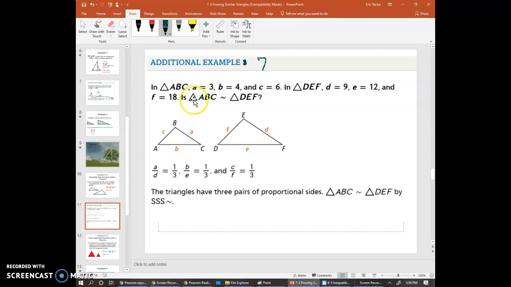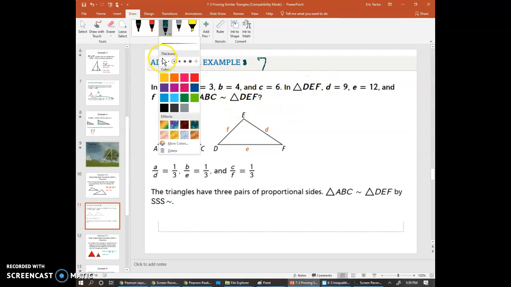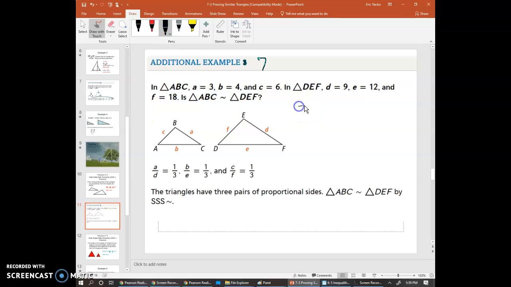So they give you the side lengths of the two triangles. All right, what we're going to do is actually now compare the ratios. Like A and D, they're in the same order. So A matches up with D. That ratio would be 3 to 9. Let me draw here. 3 to 9 is matching up A to D.